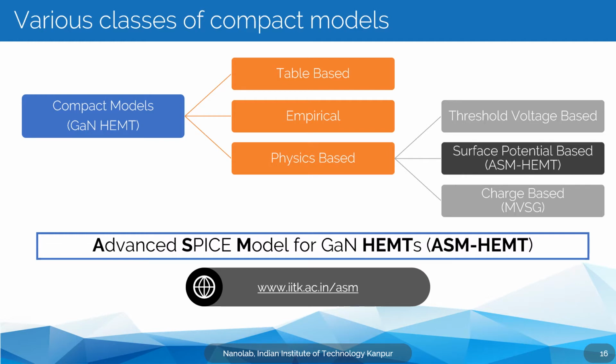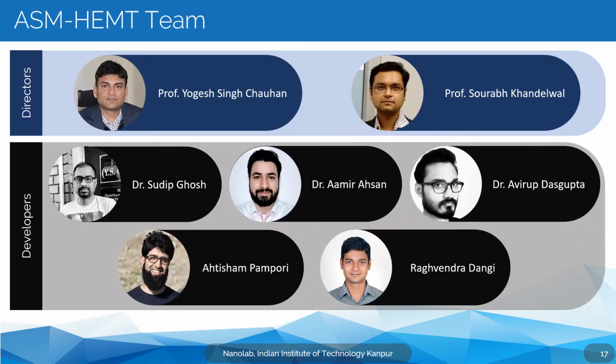Now ASM is basically Advanced SPICE Model for GaN HEMTs, and if you want the code or the documentation, you can visit the following link. Let me introduce the team. We have Professor Chauhan and Professor Khandelwal as the directors, and we have almost 5 developers, out of which Raghavendra and I are currently working on the project.